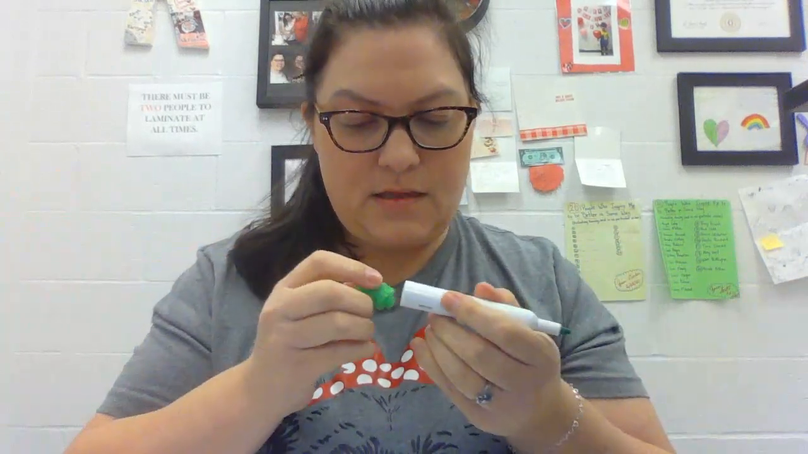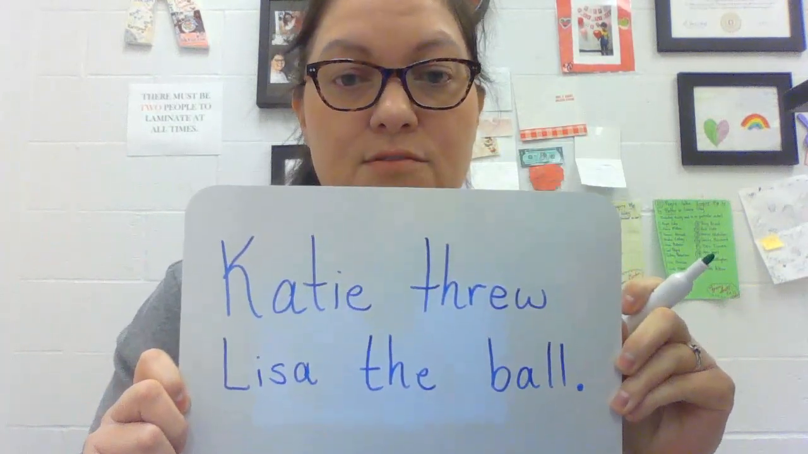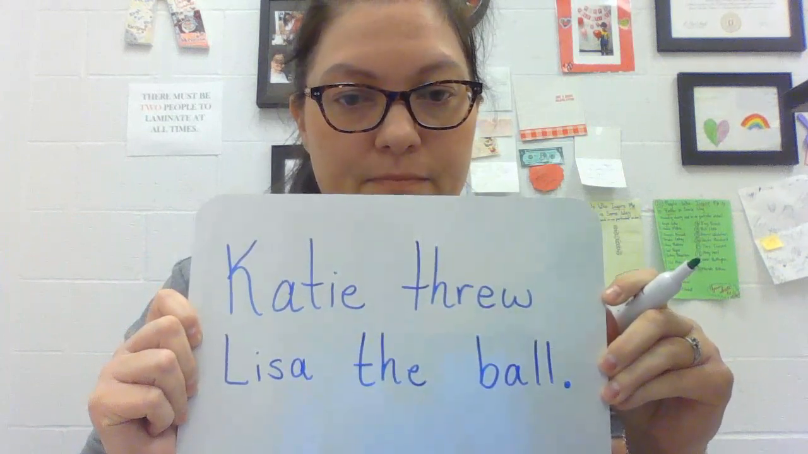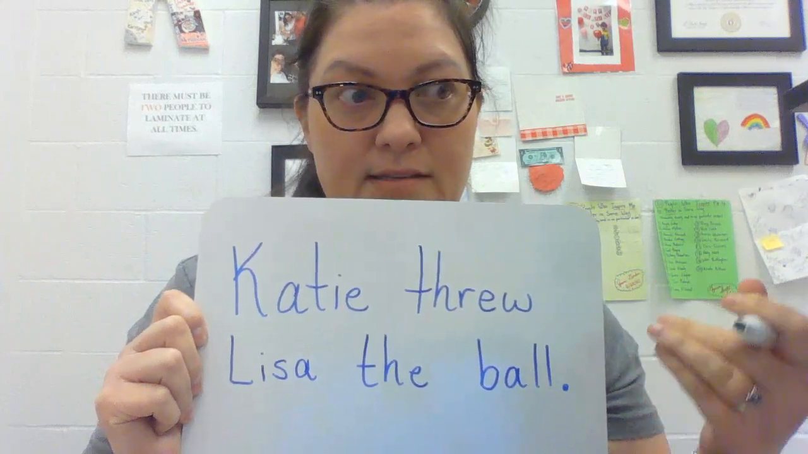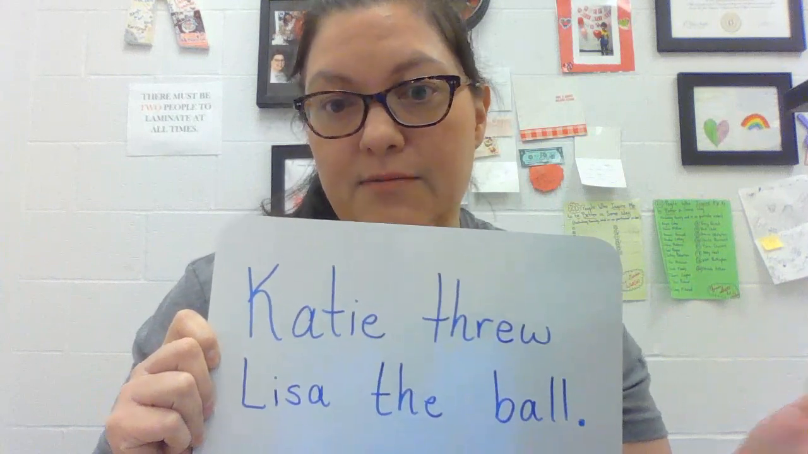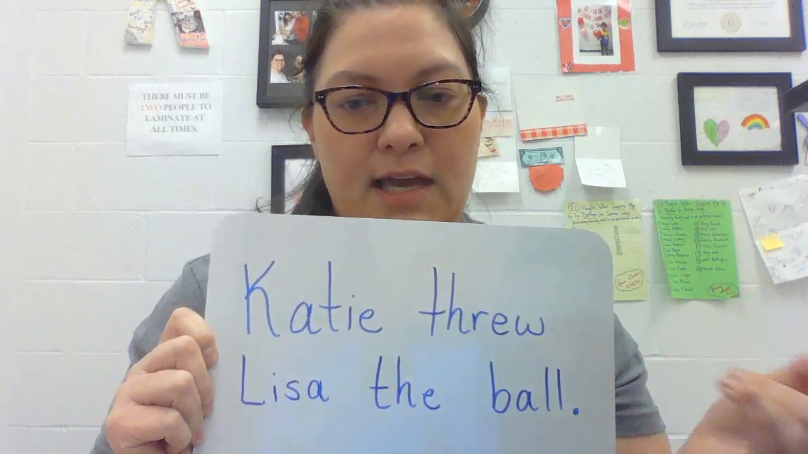My sentence is Katie threw Lisa the ball. There are 2 types of objects in the sentence. There's a direct object and there's an indirect object. So Katie threw Lisa the ball. I know that Katie is my subject. It's the noun that the sentence is about. The sentence is about Katie. And she threw something. So Katie did something.